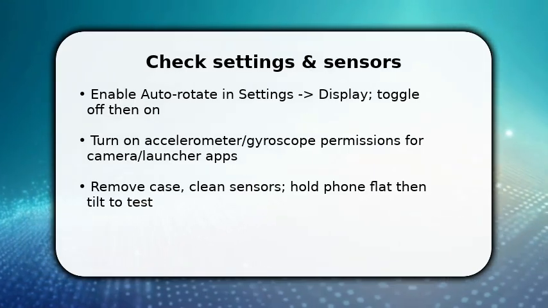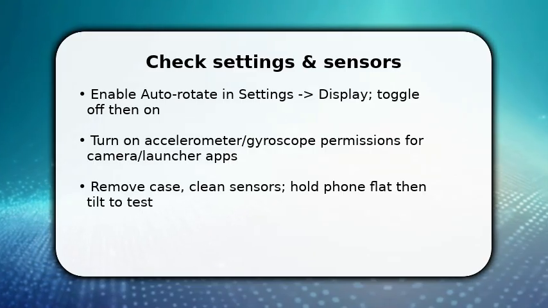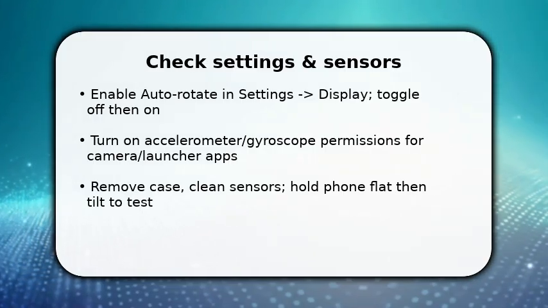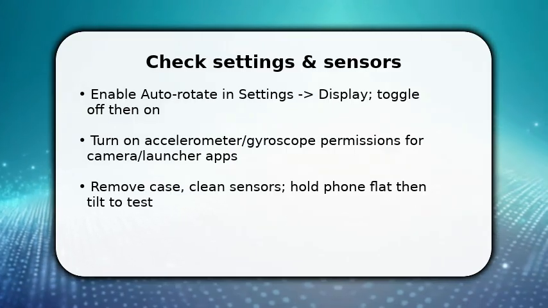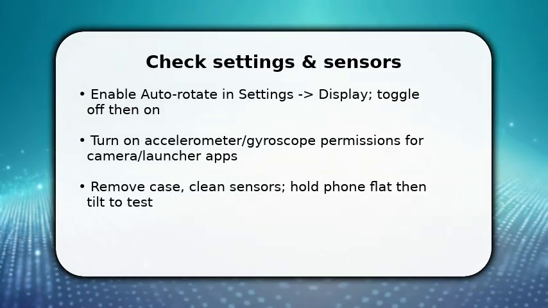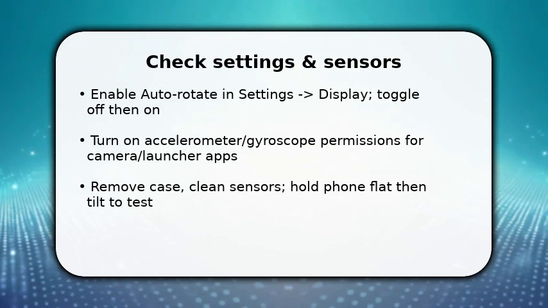Remove any magnetic or thick case and wipe the area around cameras and sensors because debris or magnets can jam readings. Once done, hold the phone flat, then tilt it to validate the sensor responds.